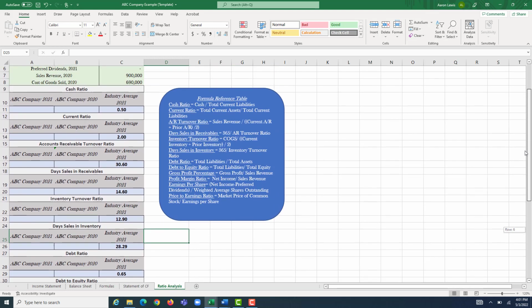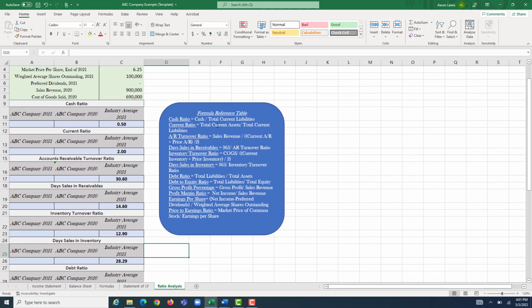For all of the formulas that I'm asking you to do, I've given you a set of equations in this little formula reference table. And the first one we have is cash ratio. And the formula for cash ratio is cash divided by total current liabilities. Where am I going to find that information? They are both balance sheet accounts.